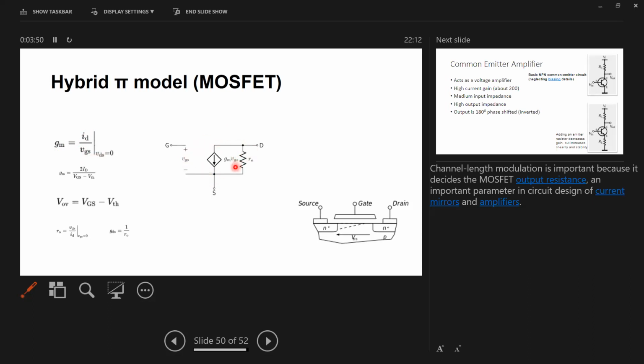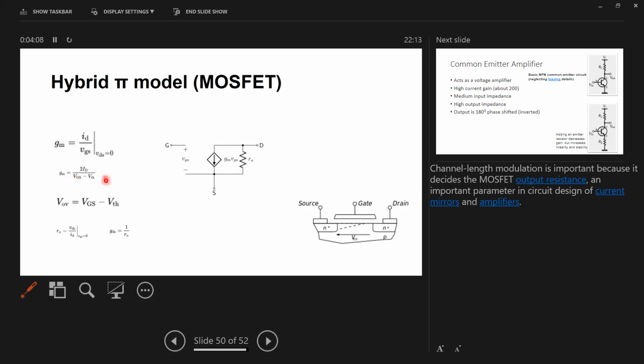When you do the frequency analysis of a circuit, you need to interpret your device behavior in terms of this equivalent circuit or model. That's why we call it a model, and in particular, we call it a hybrid pi model.